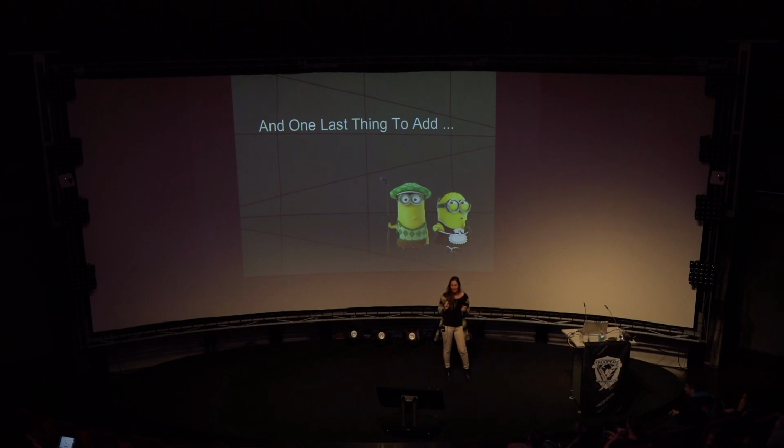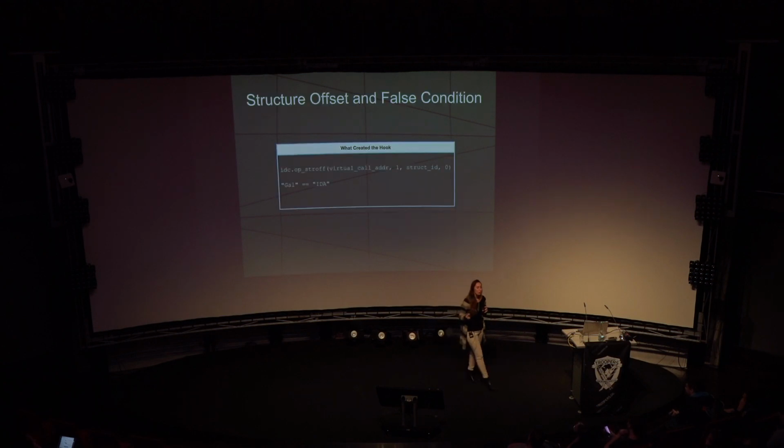And one last thing to add, we want to create a structure offset and a false condition. The false condition is what I said: you want to stop the code from stopping. So you have a false condition, and then the code that I wrote is being run, but the breakpoint is not being stopped. It's not breaking. So it's a breakpoint that doesn't really break.